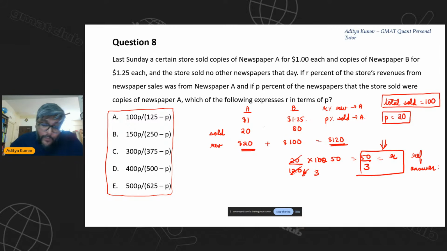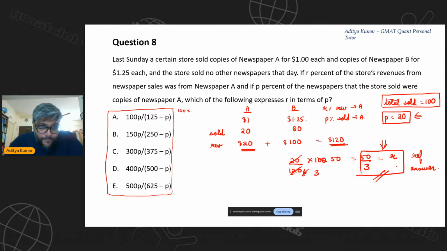So this is how you would work when you have variables in your answer choices. You would put in a value for the variable in your answer choices. You would solve the questions using numbers, and you would get to a reference answer. Now, what must you do? You need to take that value of P, put it back into each of your answer choices and see which one gives you the output of 50 by 3. The one which gives you the output of 50 by 3 would be your answer, right?